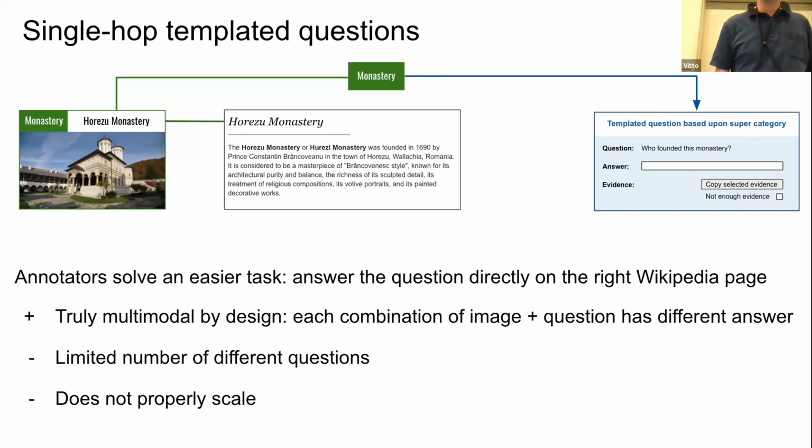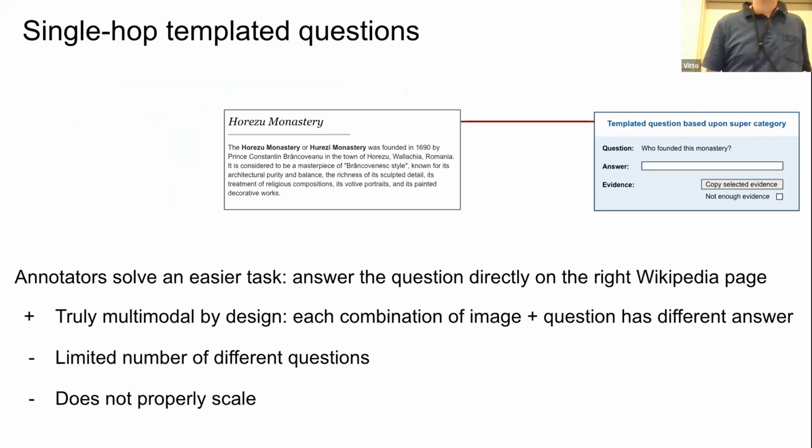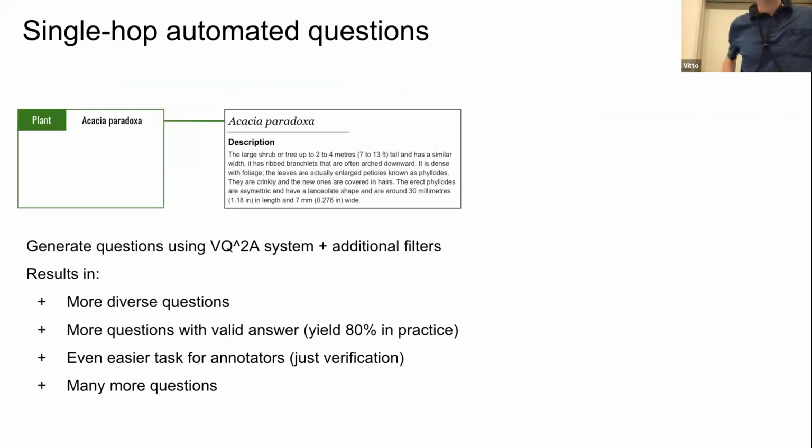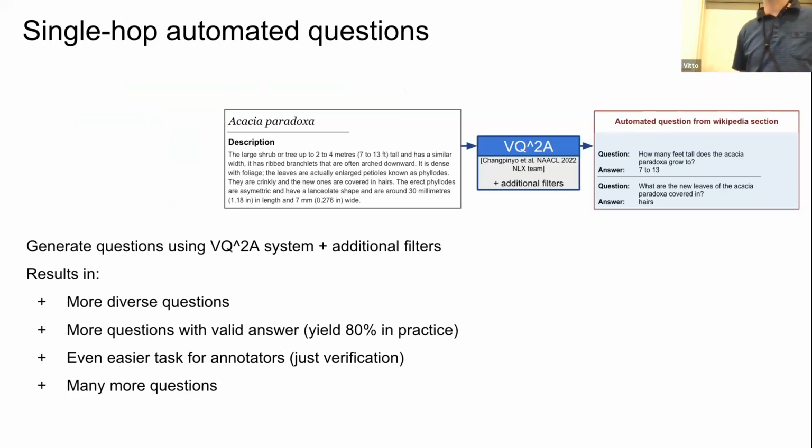The problem with this approach is that you only have a limited number of different questions because you have to template them, write them down, and we spent ages coming up with questions. So here we're going to do better, and we came up with automated question generation. We start from the Wikipedia page of a particular fine-grained category, like the Akasha Paradoxa, and then we can run a large language model, VQ2A in this case, which reverses the statements and turns them into question-answer pairs. That's fully automatic. And then you get very specific questions like, how many feet tall does the Akasha Paradoxa grow to? Which is more unique than what you could write by templates.